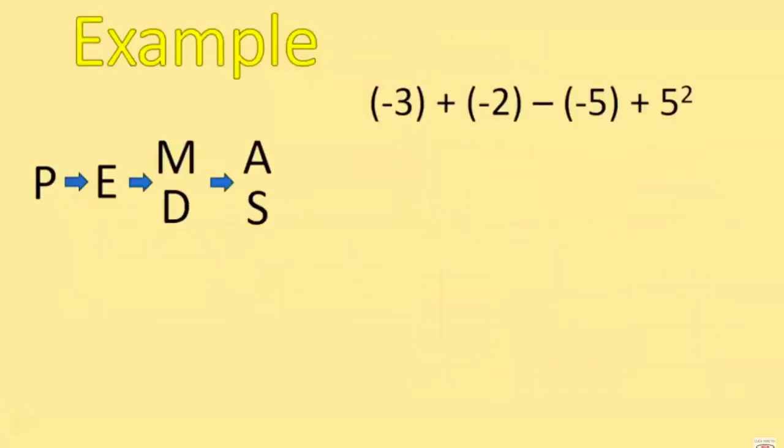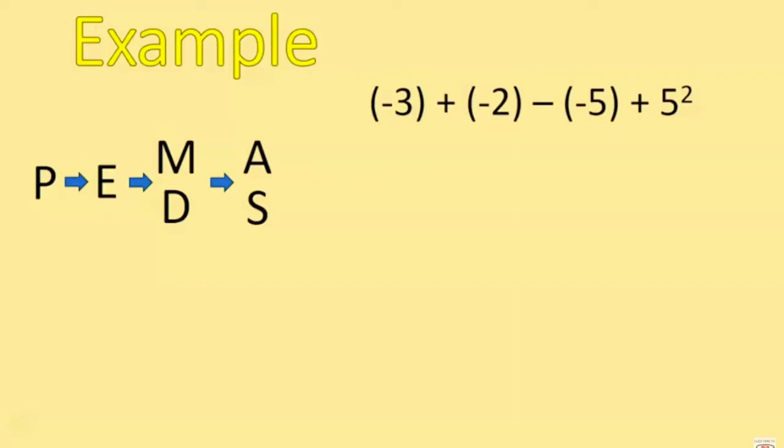Now it's time for some examples. So I've got my order of operations listed over there on the left, and here's my first question. Negative 3 plus negative 2 minus negative 5 plus 5 squared. That was a mouthful. Pause the video, try that one out, and then come back and I'll show you the full solution for it. Did you pause? Okay. Are you back?